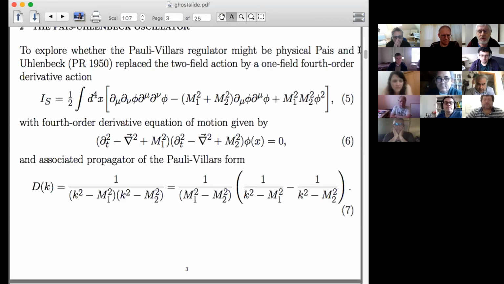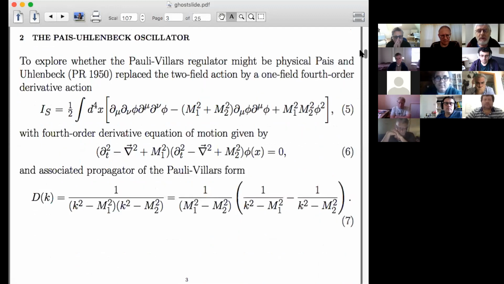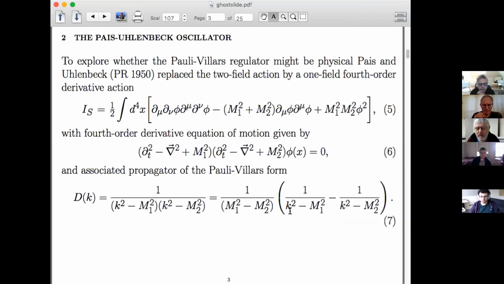Pais and Uhlenbeck in 1950 said, well, rather than doing this two-field action, the one I gave you a moment ago, let's consider the possibility that we could produce the same propagator by a one-field action, but it was going to have to be a fourth-order theory. They wrote down this theory, there's the equation of motion, and they obtained the propagator 1 over (k squared minus m1 squared) times (k squared minus m2 squared), and if you write it in partial fraction form, it generates the Pauli-Villars propagator with the relative minus sign.